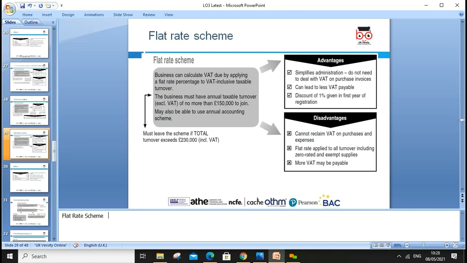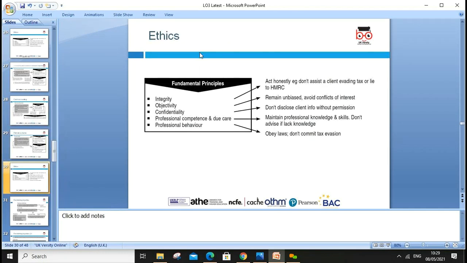The advantage is simple administration and not needing to deal with the VAT on purchase invoices. The discount can be 1%. A further discount can be given in the first year, which can lead to less VAT payable. Depends. The disadvantage is that VAT on purchases and expenses cannot be reclaimed. The flat rate is applied to turnover including zero rated and exempt supplies. They are all included in the turnover as well. So you have to look at how much you are selling in goods. Then you can choose the scheme.